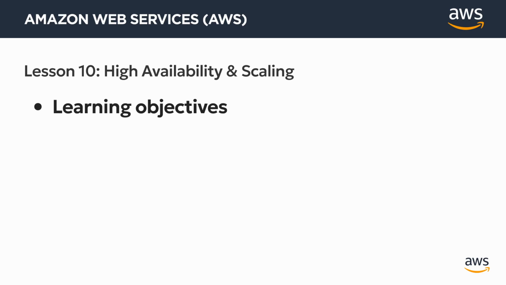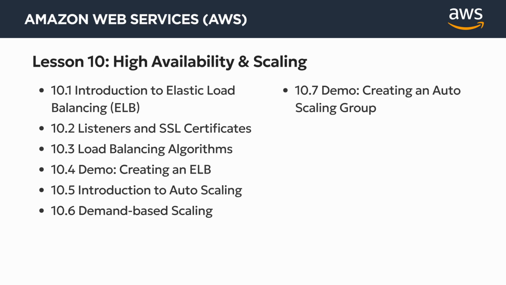Besides security, perhaps the most important requirement of any infrastructure is uptime. After all, what good is an application that isn't running or can't scale to meet demand? In this lesson, we'll explore Amazon Elastic Load Balancing, autoscaling, and discuss concepts pertinent to achieving a superior degree of high availability and fault tolerance.